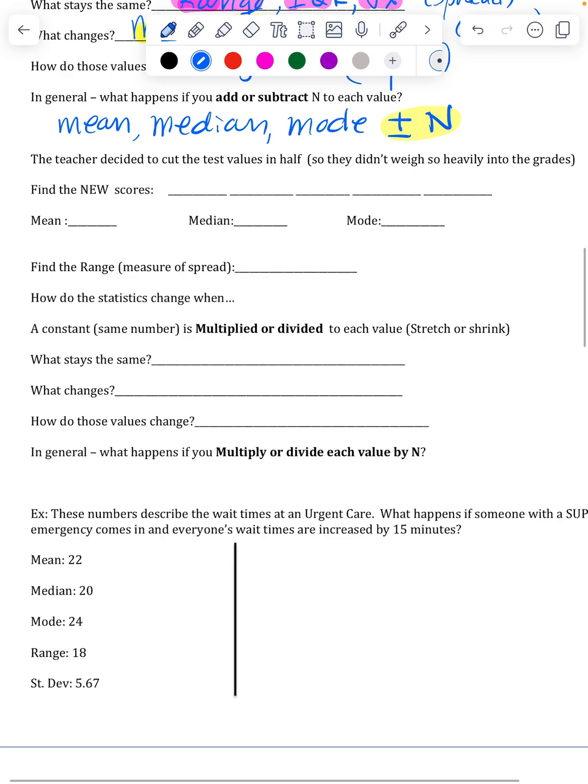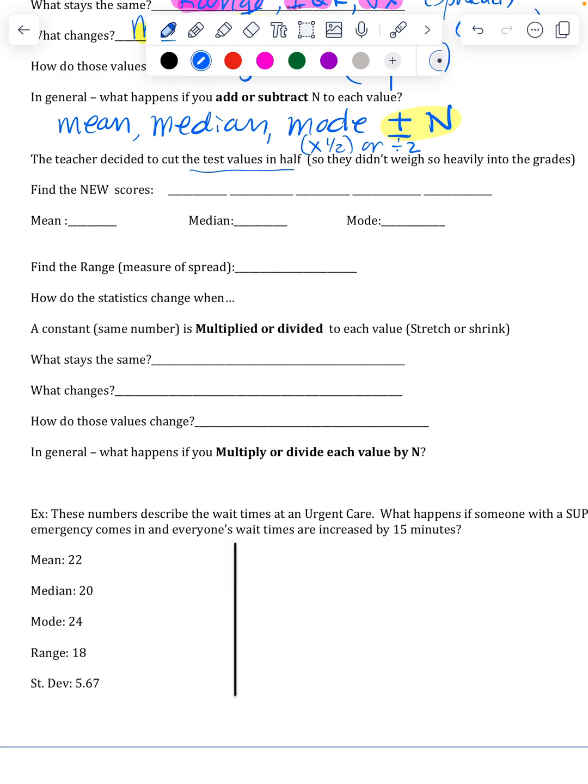Okay, what if instead they decide to cut the values in half? So you're going to multiply by a half, or you could think of it as divide by 2, so that it didn't get weighted as heavily in the grades. They wanted it to not be as impactful in the grade book, which does happen. So let's find our new scores.